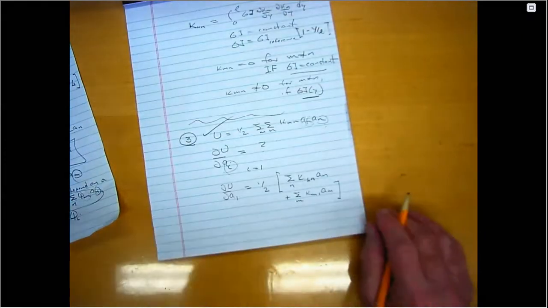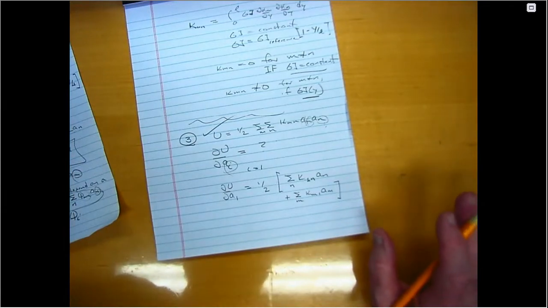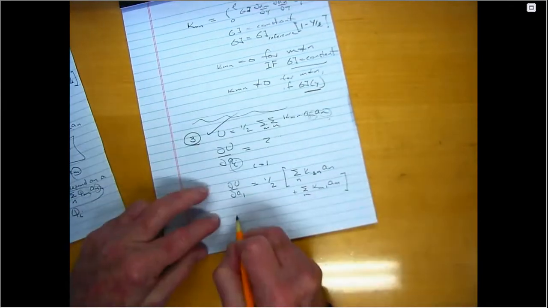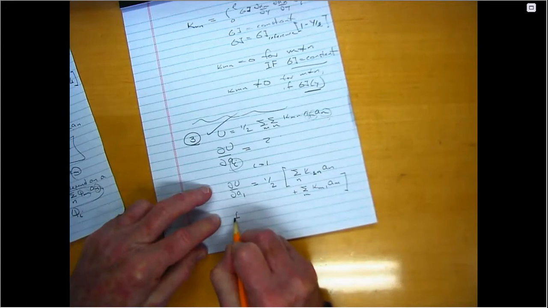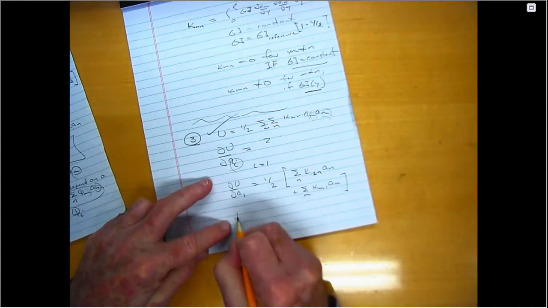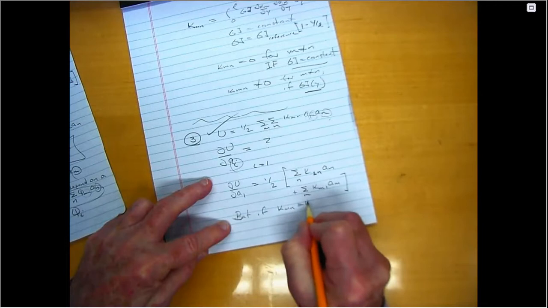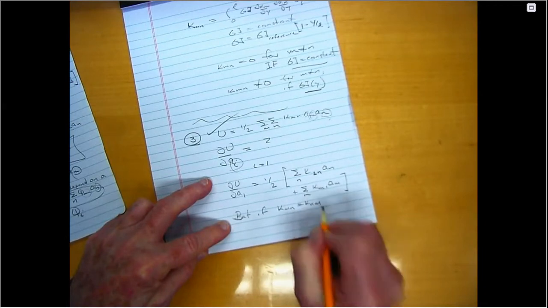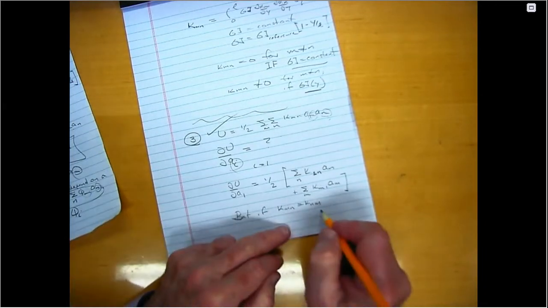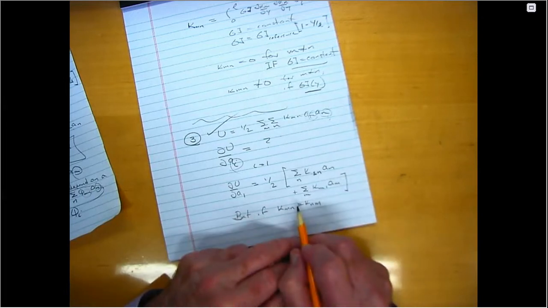Okay? Right? That's what I get. But if k sub m n equals k sub n m, if I reverse the order of the indices, then these two summations are exactly the same, right?